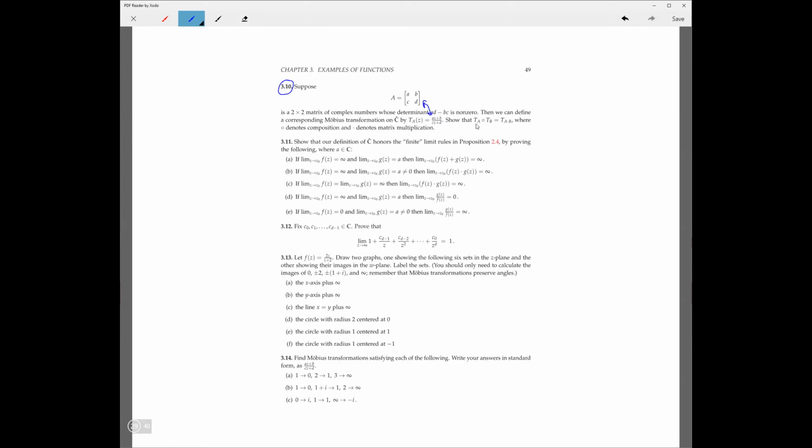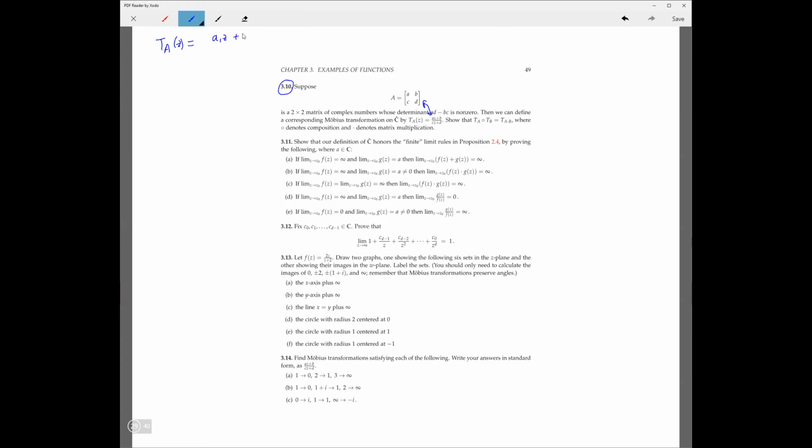So T would be the Mobius transformation, right? Like that. So here's what, I'll just show you what you need to show, okay? And then you guys can do it. So here's what you need to show. So let's suppose that T, so we can do a T sub A.